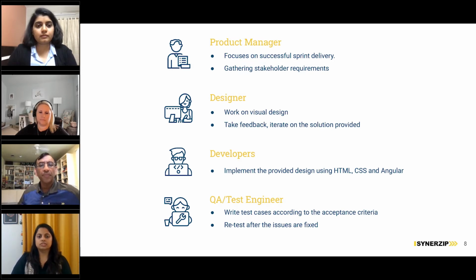Once the visual design is good to go, it is handed over to the developers who implement the provided design using the tech stack which is being used for the product. And then the test and QA engineer would write test cases according to the acceptance criteria and would retest the issues, if anything crops up. In the entire process, there would be times that the team is working on smaller nitty-gritties of the front-end application and not having much time to spend on the actual functional requirements.